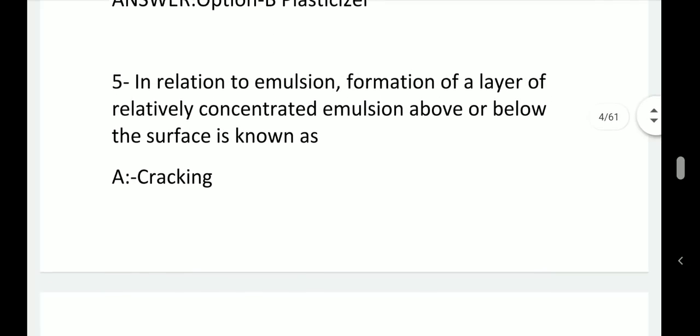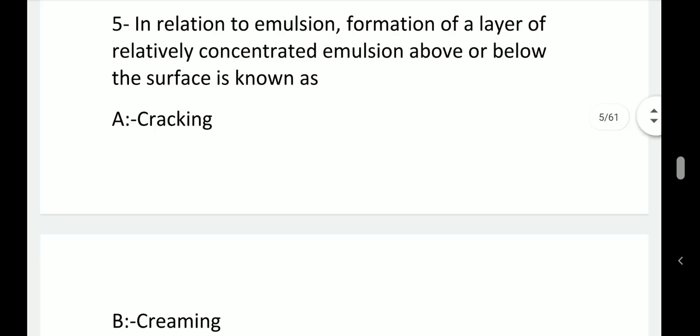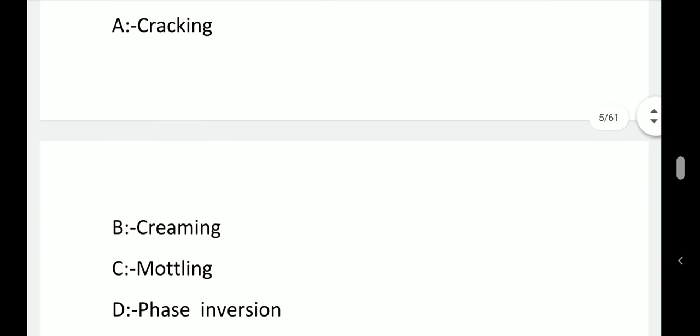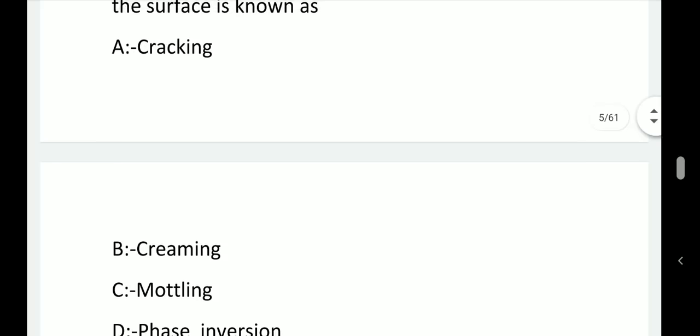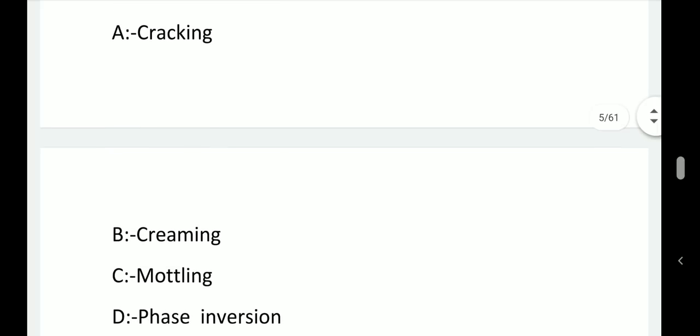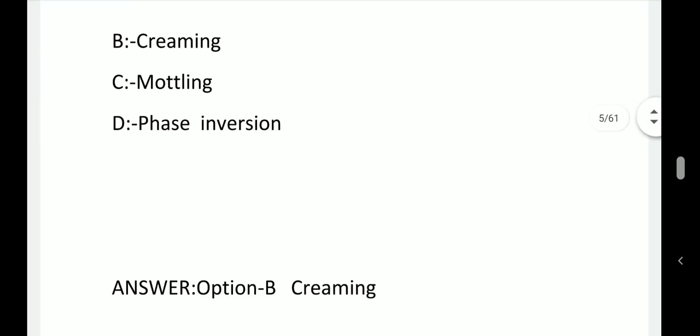Question number 5. In relation to emulsion, formation of a layer of relatively concentrated emulsion above or below the surface is known as option A cracking, option B creaming, option C mottling, option D phase inversion. Answer is option B, creaming.